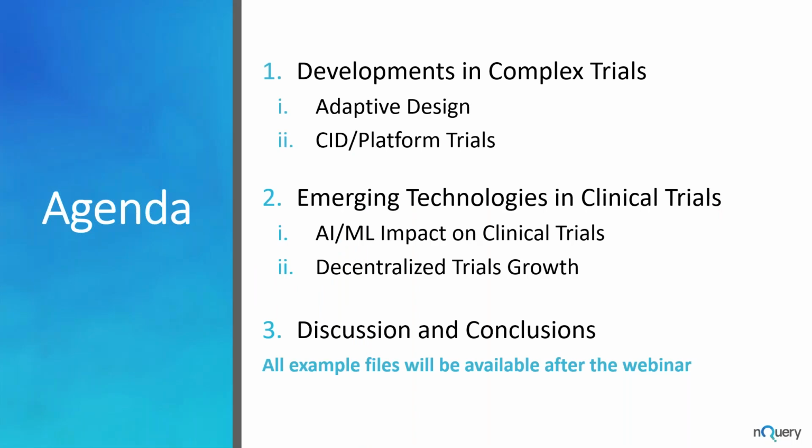So what we want to do first is talk about these developments in complex trials. We're going to talk about adaptive design, some of the interesting developments there. Then we're going to talk about complex innovative designs, of which platform trials are often associated with as a subset of that wider area. And then for emerging technologies in clinical trials, we're going to talk about the impact of artificial intelligence and machine learning, or AI and ML, and then also talk about decentralized clinical trials growth. And we'll have discussion and conclusions at the end.